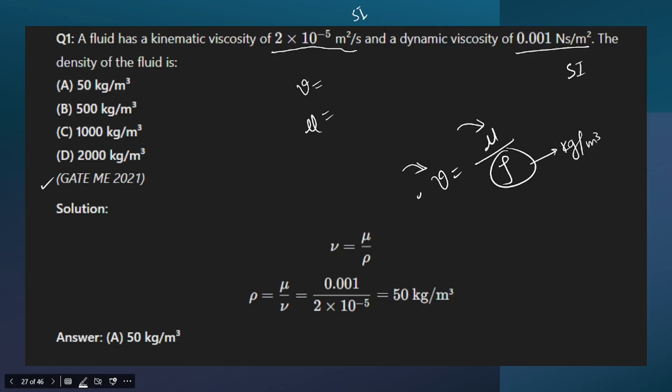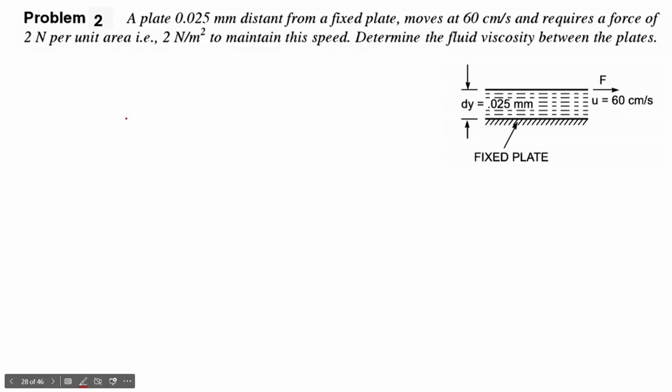Now let's move on to our next problem. Let's solve this problem. This problem says that a plate 0.025 mm distant from a fixed plate. So this is the fixed plate, and the upper plate that you can see is actually a moving plate. The distance of the moving plate from the fixed plate is 0.025 mm, and it moves at 60 centimeter per second, and it requires a force of 2 Newton per unit area. So 2 Newton per meter square.